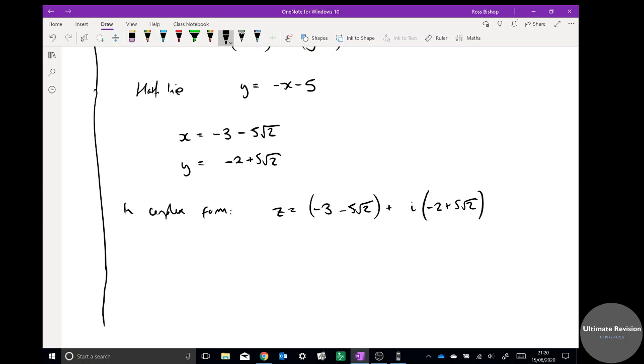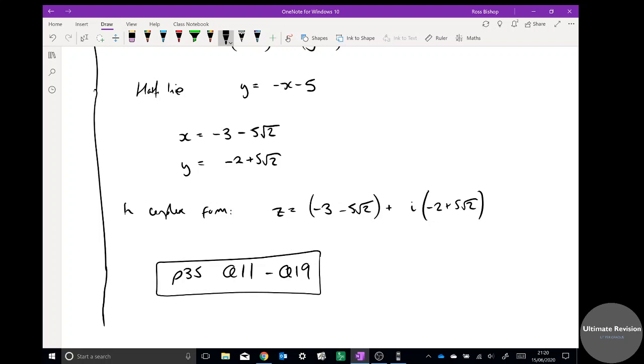Now it depends on where you left off. I want you to do, let's go for, actually page 35 please, question 11 all the way up to 19. I do expect you to complete nearly all of that before the next lesson. So it's 11 to 19, and you might want to have a go at the challenge, and then next lesson we'll be moving on to regions.